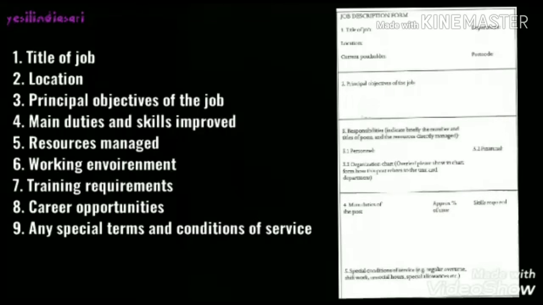There are 9 parts of a job description. Number 1, title of job. The title of the job can provide an overview of the salary and tasks that must be performed. Number 2, location. The location or residence of the workplace can be considered by a candidate. Number 3, principal objective of the job.